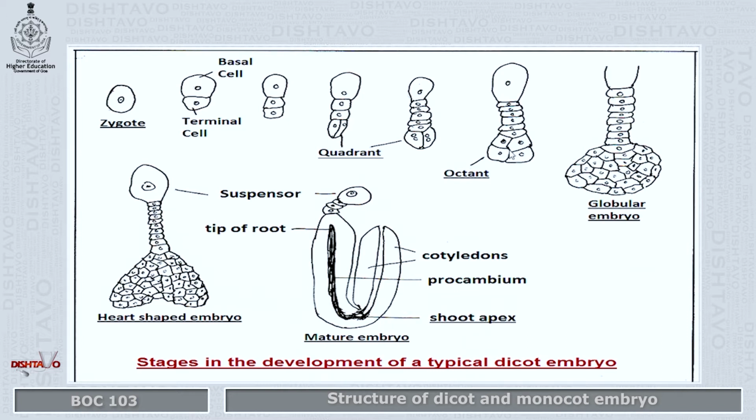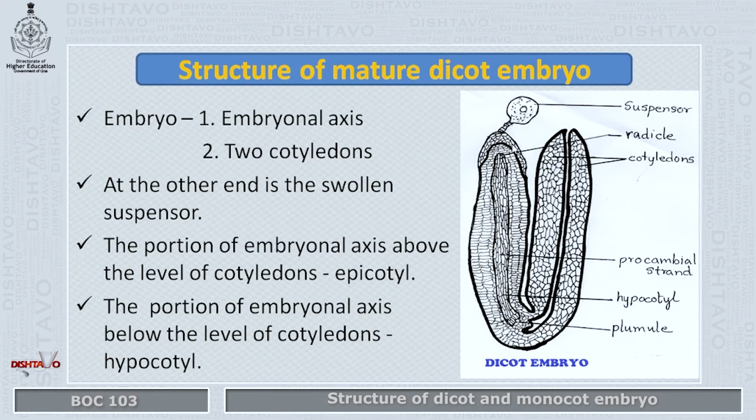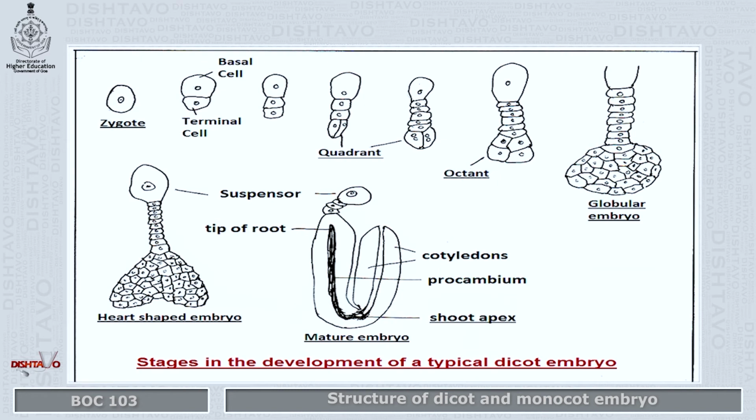and these are present in two tiers, an upper tier of 4 cells and a lower tier of another 4 cells. The lower 4 cells of the octant are referred to as the epibasal octant, and these are destined to give rise to the stem tip and the two cotyledons, and the upper 4 cells are referred to as the hypobasal octants, and these give rise to the hypocotyl. All of these 8 cells divide periclinally, forming a globular embryo.